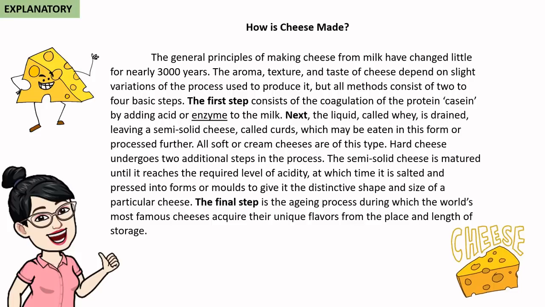All soft or cream cheeses are of this type. Hard cheese undergoes 2 additional steps in the process. The semi-solid cheese is matured until it reaches the required level of acidity, at which time it is salted and pressed into forms or molds to give it the distinctive shape and size of a particular cheese. The final step is the aging process, during which the world's most famous cheeses acquire their unique flavors from the place and length of storage. This paragraph explains the process of making cheese.